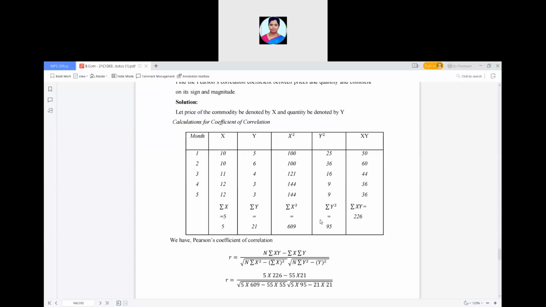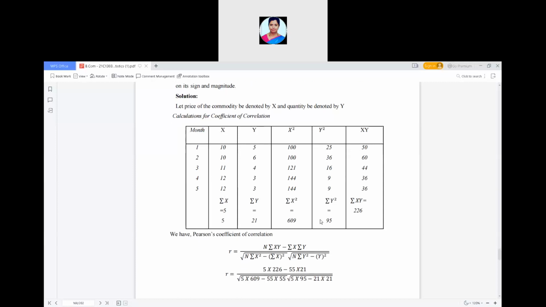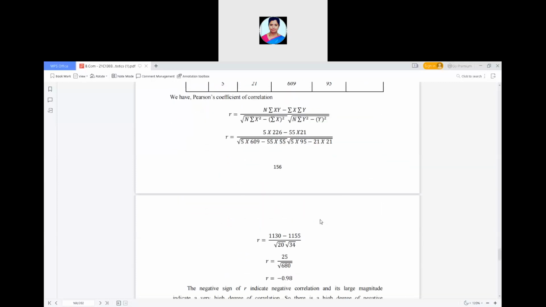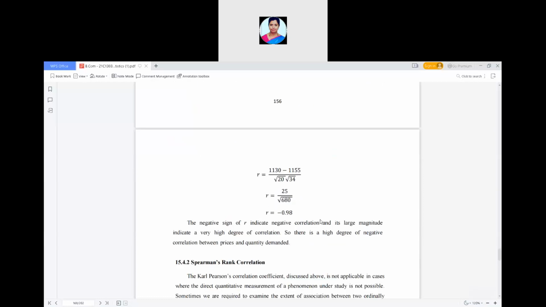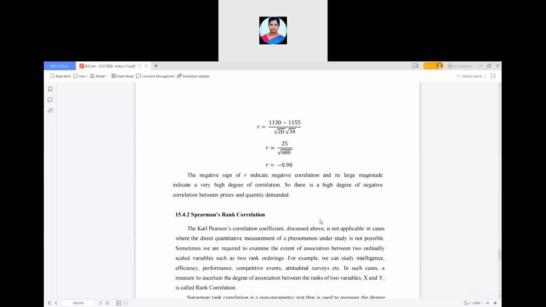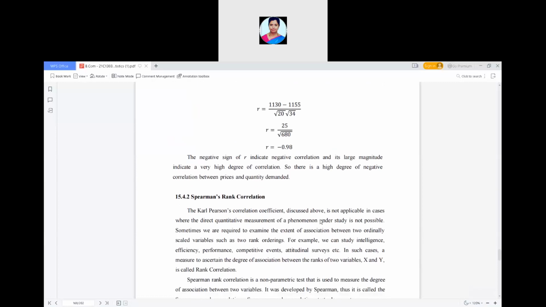Likewise, r is equal to, we are applying on that. Here we are getting the value of r as minus 0.98. So the negative sign of r indicates a negative correlation, and the large magnitude indicates a very high degree of correlation. So there is a high degree of negative correlation between price and quantity demanded.